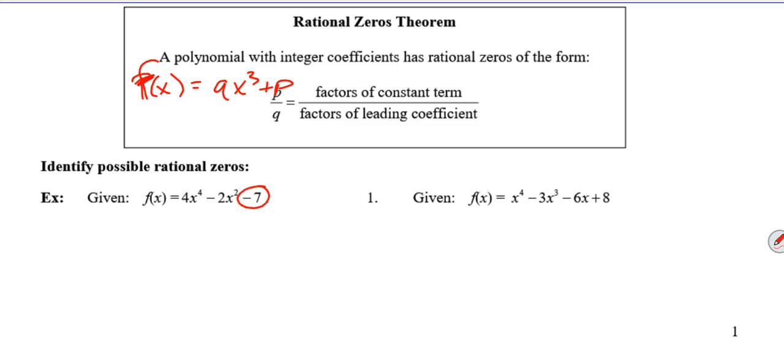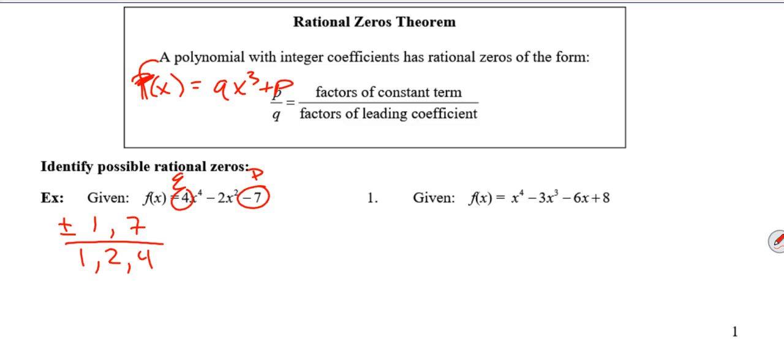Here is my p, and here is the q. So if I was to list this out, we have to consider also the positives and negatives, because all of these factors could be positive or negative. So for the factors of 7, I have 1 and 7. Those are my only two integer factors, over the factors of 4: 1 times 4 and 2 times 2.